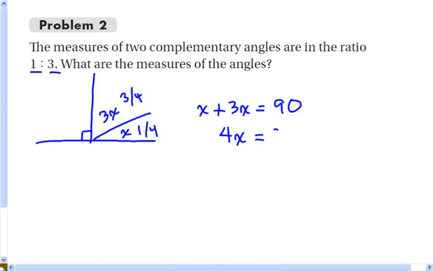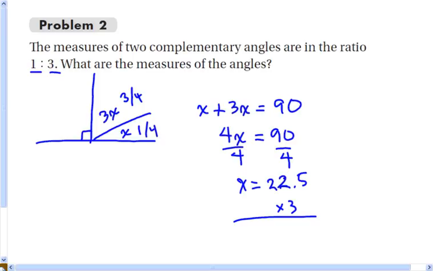So if we take that 90 and divide it by 4, we get one of those parts, which is 22.5. And if we multiply that by 3, then we get the other angle. So that is 3 parts, and that's 67.5. And if we add those two numbers, they add up to 90.